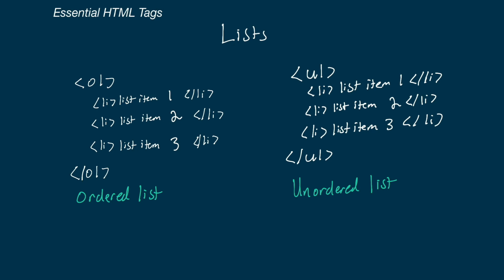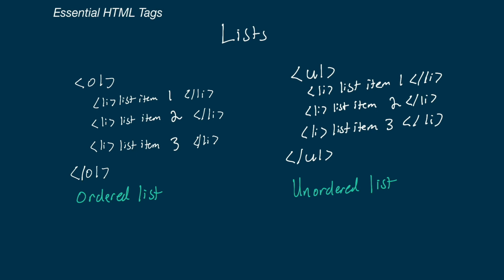So for example, if we had a recipe, each step in the recipe would be a list item in the ordered list, because you have to do these items in order. And by default, the browser will display these as sequential numbered items. So 1, 2, 3, 4. But again, we can change this all with CSS.